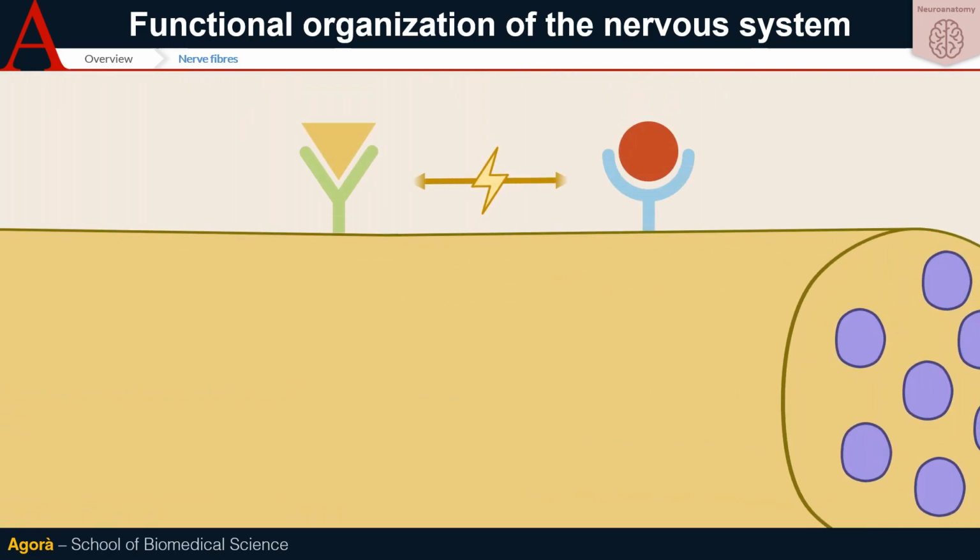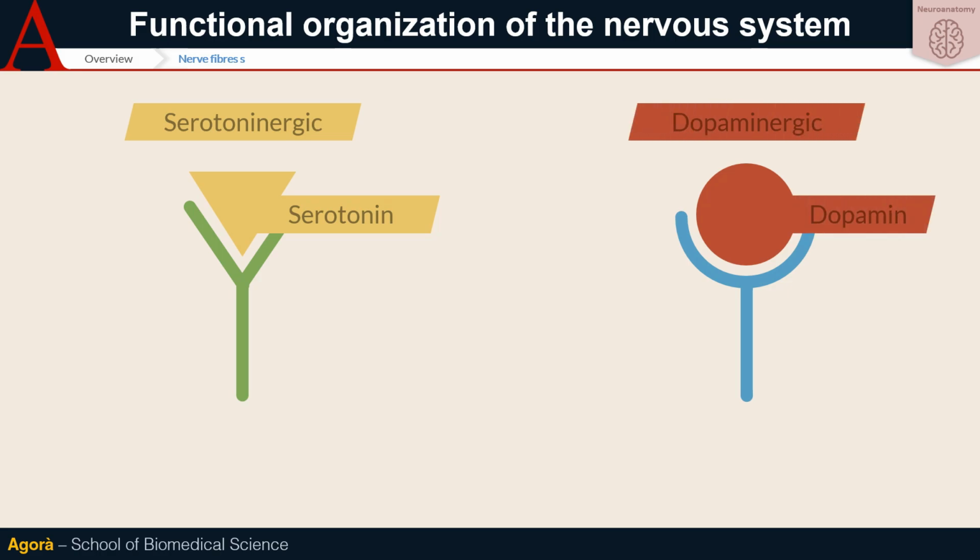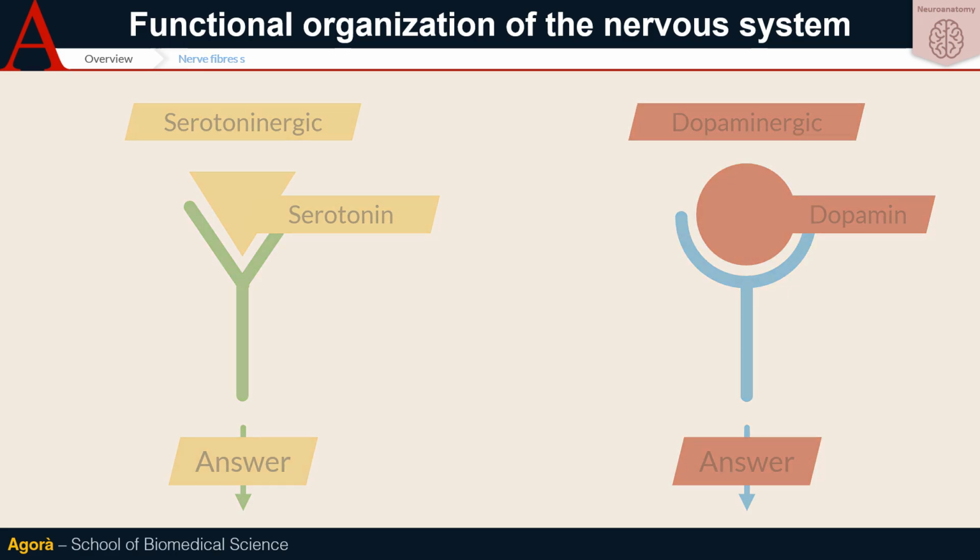On each fibre, we can find sensory receptors, which, if stimulated, start responding correctly, making this message transmission possible. These receptors take their name from the neurotransmitters involved in the process. For example, there are serotonin receptors that bind serotonin, or dopamine receptors that bind dopamine. Each receptor mediates a different answer.